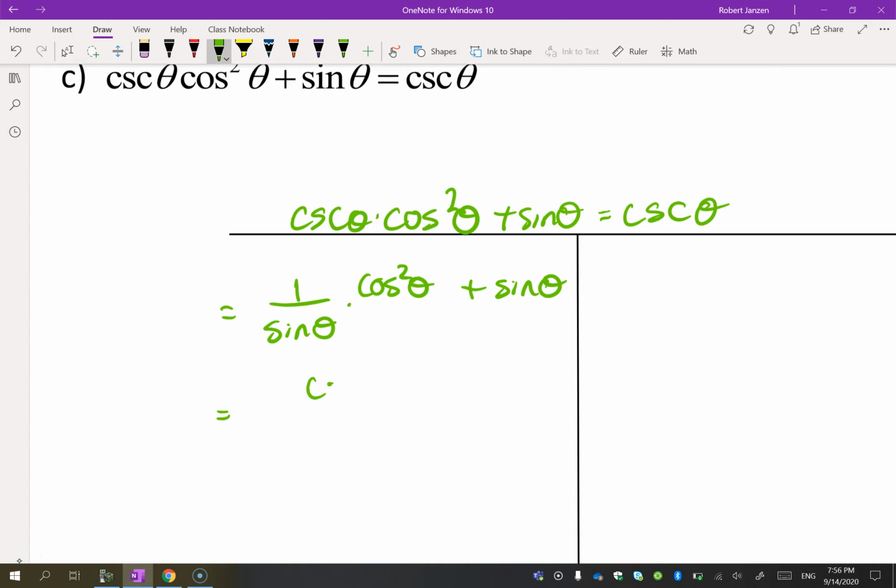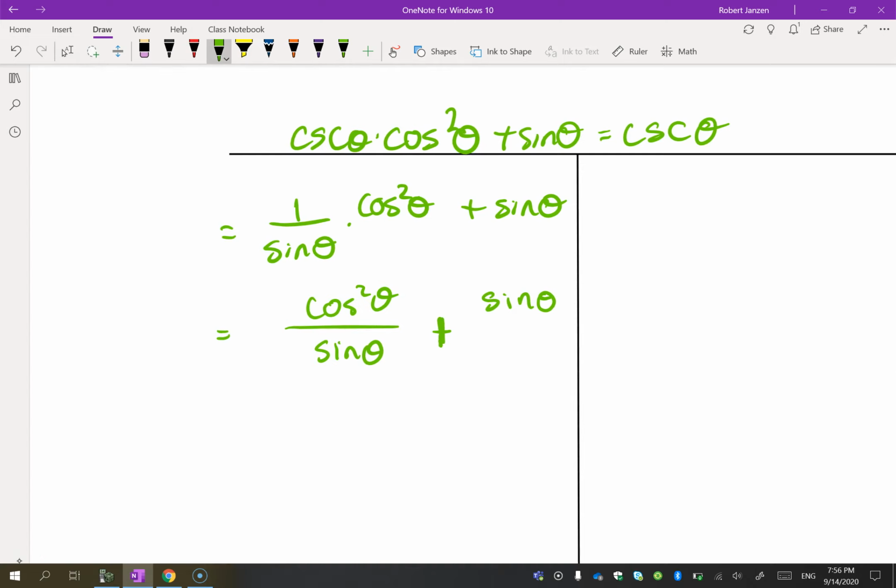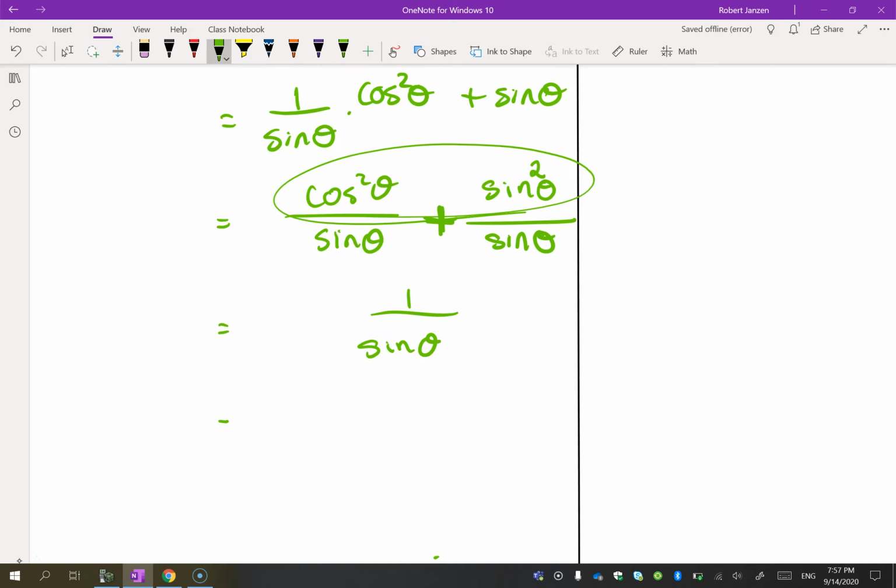So then this becomes cos squared over sine plus sine. Now, how do we do this addition? We need a common denominator. We need to make this sine. If we multiply the denominator by sine, you need to multiply the numerator by sine. And now if you look at the numerator, what's this equal? 1. So you have 1 over sine, which is equal to cosecant.